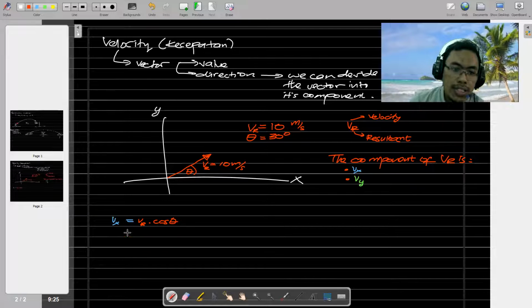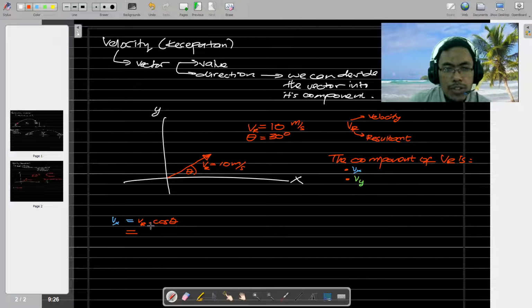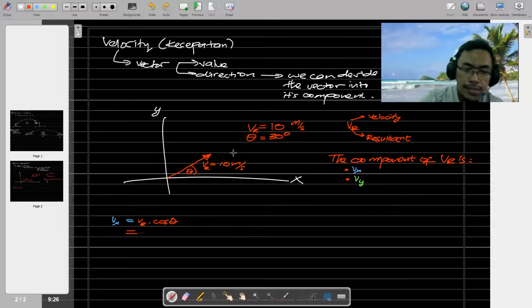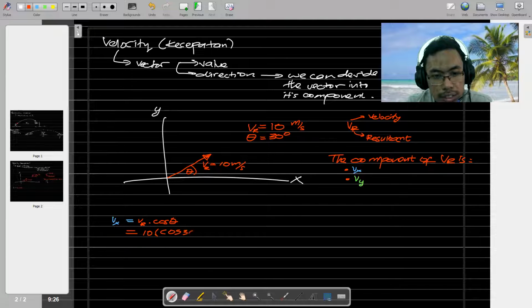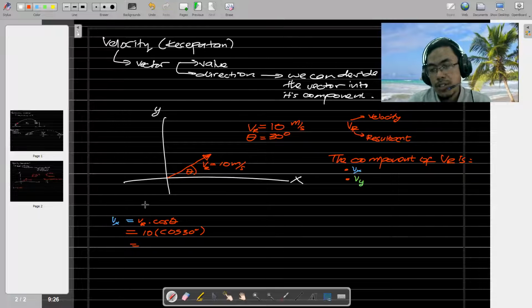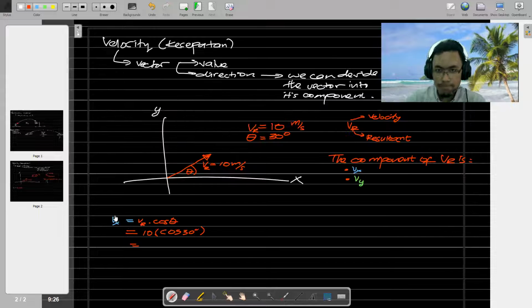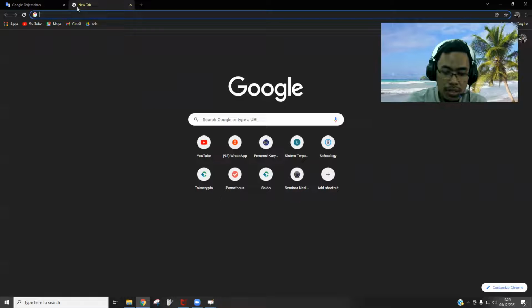Okay, so cos theta. The value of VR is 10. And then the value of cos theta, I will use a bracket here, cos theta, where theta is 30 degrees. So actually, you can use a calculator, but I'm not bringing my calculator with me, so I will use an online calculator.